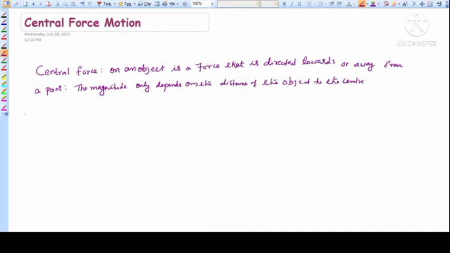Okay, and let us check some examples of central force. The motion under central force is known as central force motion. Can you say some examples? Okay, you are all familiar with that. The satellite motion, the motion of earth around the sun, and electrostatic force are all examples of central force. So let's consider the case of sun and earth.